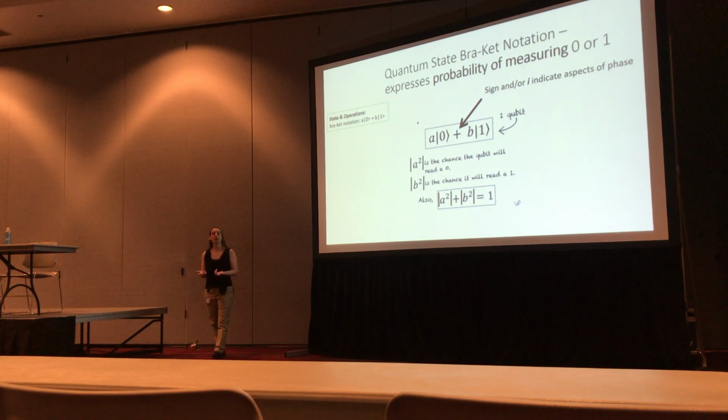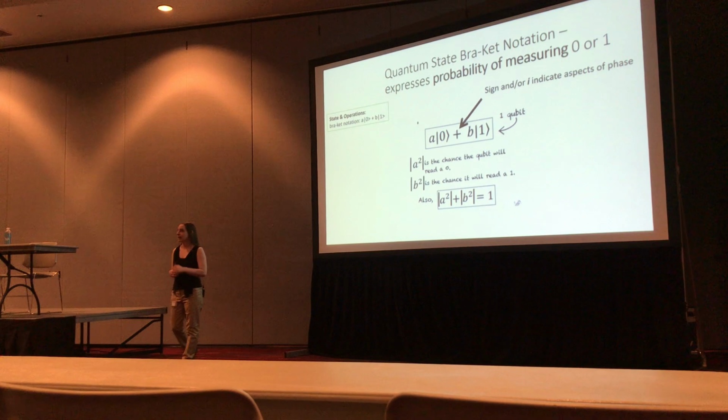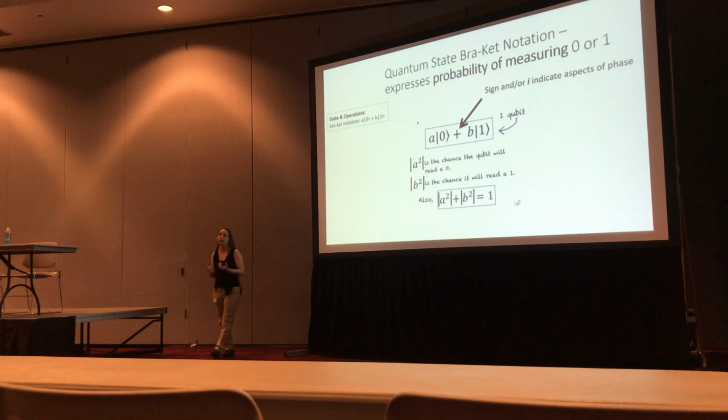There is more complexity to the state, like I said. So there can be a negative sign there, and there can be an imaginary i there. So those refer to aspects of the phase, the complex state, that we're not able to read out at the same time as we're reading out the value 0 or 1.